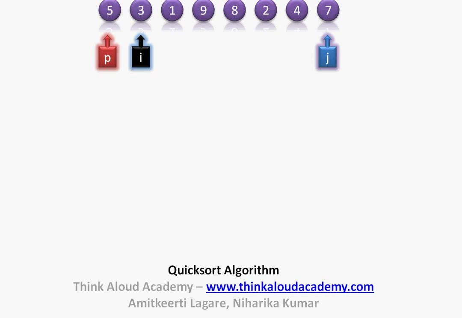Now the algorithm proceeds as follows. i will keep on moving ahead till it reaches an element which is greater than the pivot. So if i points to an element which is less than the pivot, it will just keep moving ahead. In this case, we see that i points to the element 3, which is less than the pivot, so i will simply keep moving ahead. We compare 5 and 3 and we see that 3 is less than 5, that is, the value that i points to is less than the pivot. So i will keep moving ahead.